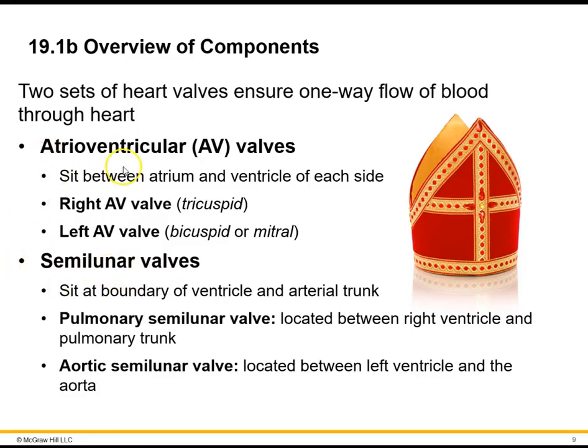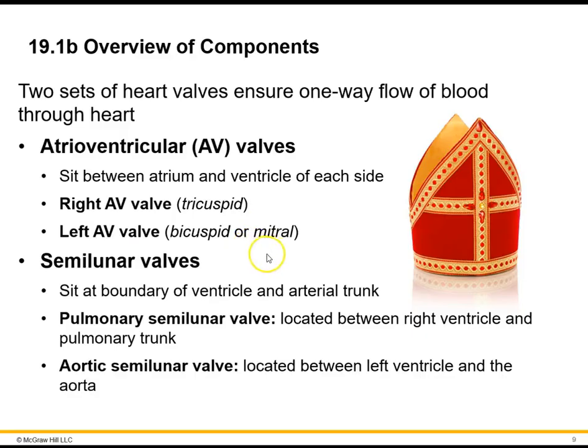The AV valves are going to sit between the atrium and the ventricle on each side of the heart. You have the right AV valve, also called the tricuspid valve. It's named because there are three cusps in this valve. And then there is the left AV valve, or the bicuspid, because there are two cusps. You'll also see the left AV valve called the mitral valve.